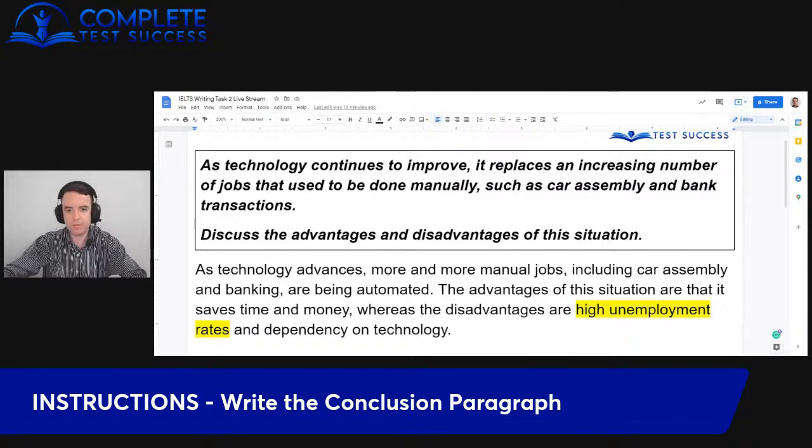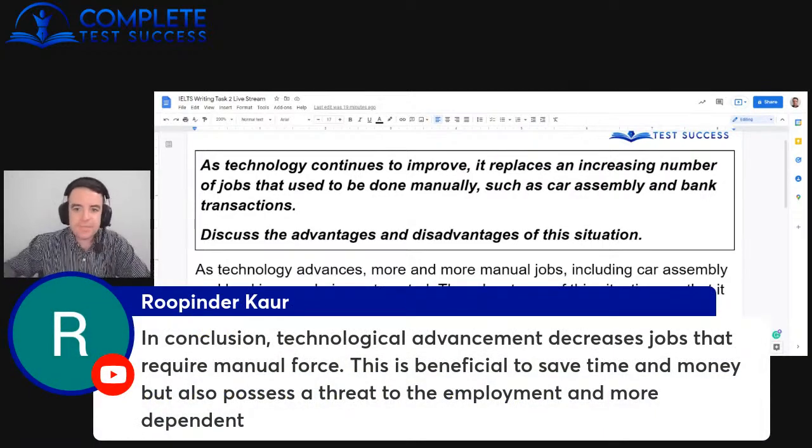Okay, here we go, Rupinder. In conclusion, technological advancement decreases jobs that require manual labor. So manual force doesn't work. This is beneficial to save time and money, but also possesses a threat to employment rates and more dependency on technology.